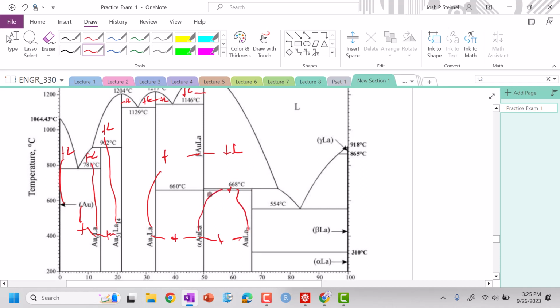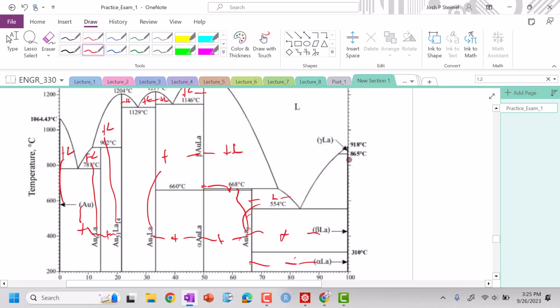This phase plus this phase here. Actually, excuse me, not that phase. Actually, let's define this right here. Actually, that's a tricky one. It's going to be this phase right here. This phase plus liquid. So that phase there. This phase plus this phase, and then this phase plus this phase.